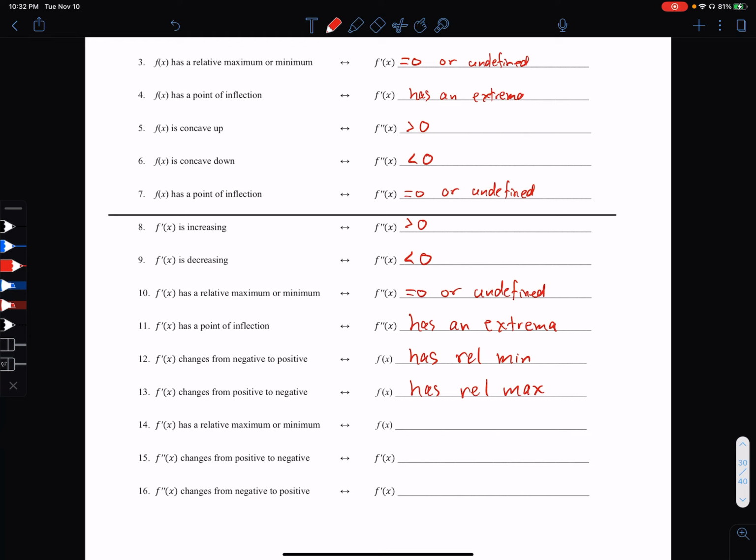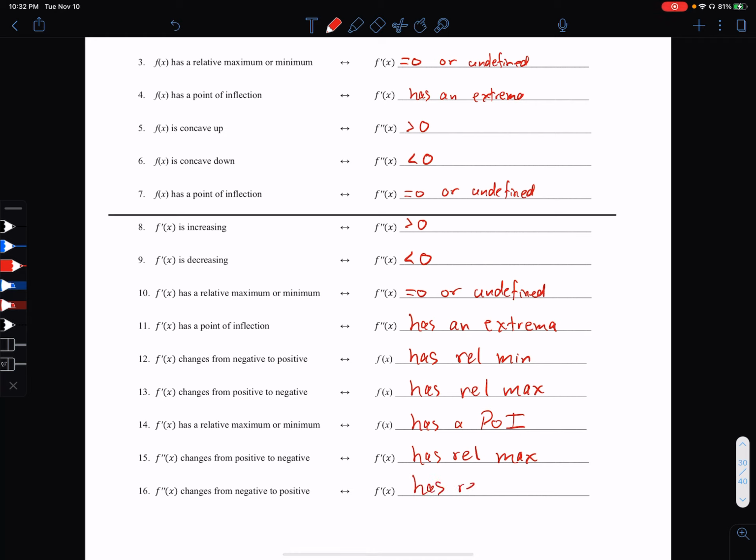maximum. If f prime has a relative maximum or minimum, then f has a point of inflection. If f double prime changes from positive to negative, then f prime has a relative maximum, also known as the local maximum. If f double prime changes from negative to positive, then f prime has a relative minimum.